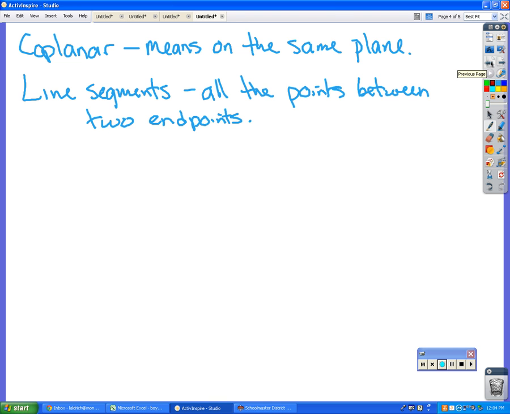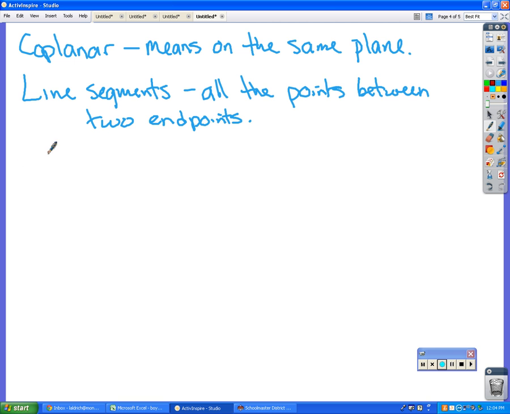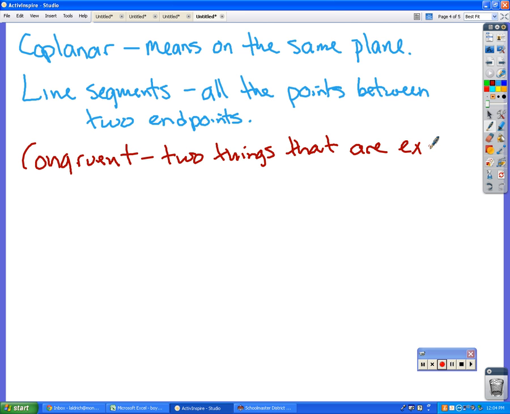Okay, so what about CA? What's true about those two line segments? They're congruent, right? They're exactly the same thing. And so what we say is that they are congruent to each other, and we use a little equal sign with the squiggly on top. Okay? So congruent means two things that are exactly the same. And like I said, I think a lot of these came up on Friday, so hopefully this is not anything super new.